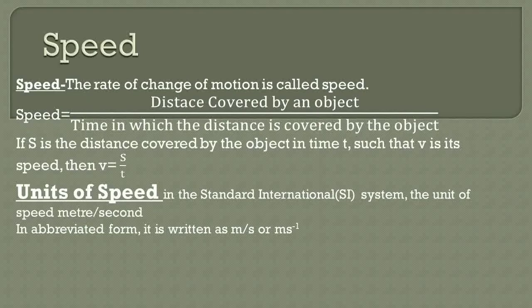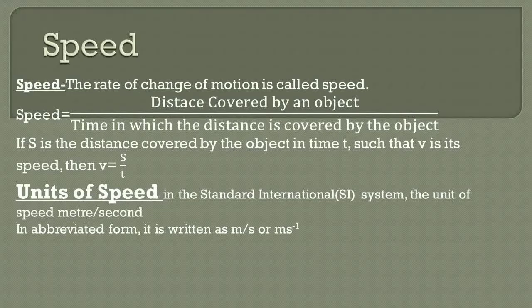So the speed is the rate of change of motion of a moving body, or we can say the speed of a body is the distance traveled by that moving body per unit time. By defining speed, we got this formula: the speed is equal to the distance covered by an object upon the time in which the distance is covered by the object.